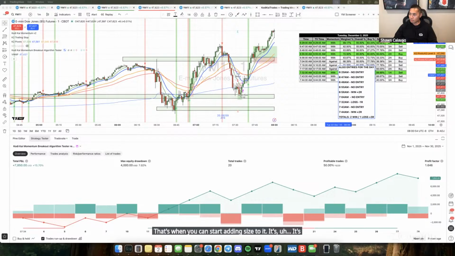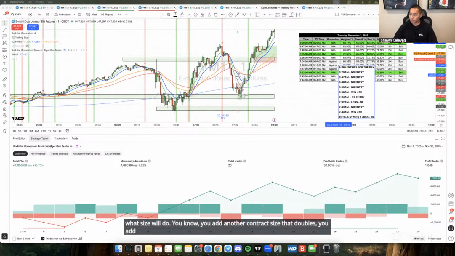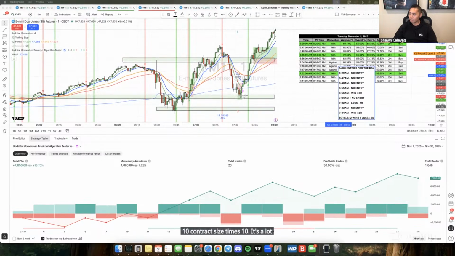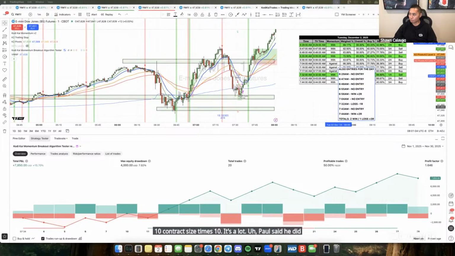It's crazy what size will do. You add another contract size that doubles, you add 3 contract size that triples, 10 contract size times 10. It's a lot. Paul said he did a 2-to-2 risk reward.